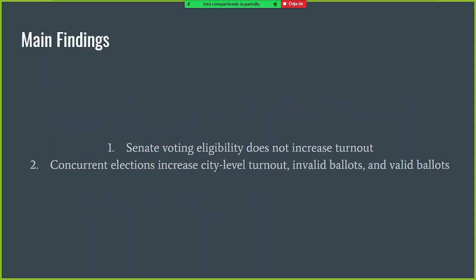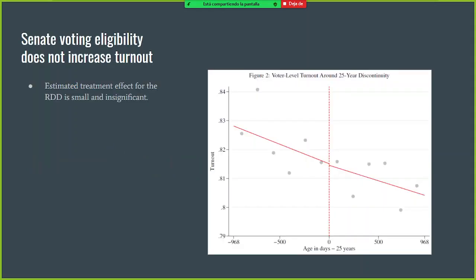The paper has two main findings. First, the authors find that Senate voting eligibility does not increase turnout. Second, they also find that concurrent elections do increase city-level turnout in valid ballots and invalid ballots. On Senate voting eligibility and turnout, the regression discontinuity design yields an estimated treatment effect that is small and insignificant of about -1 percentage point.